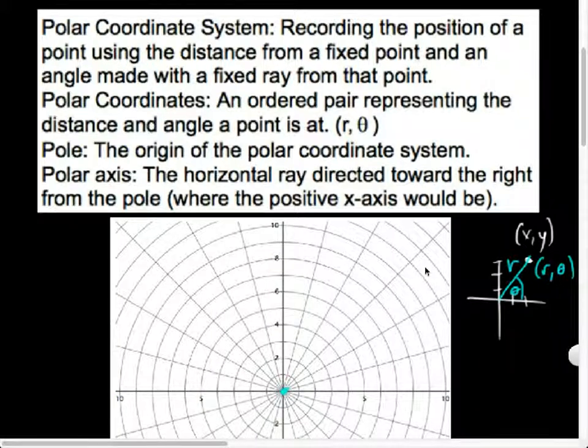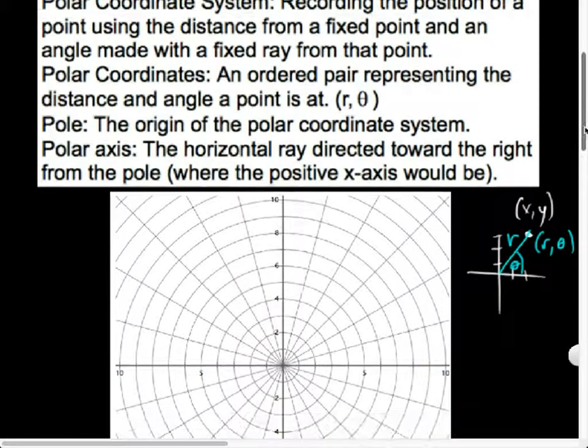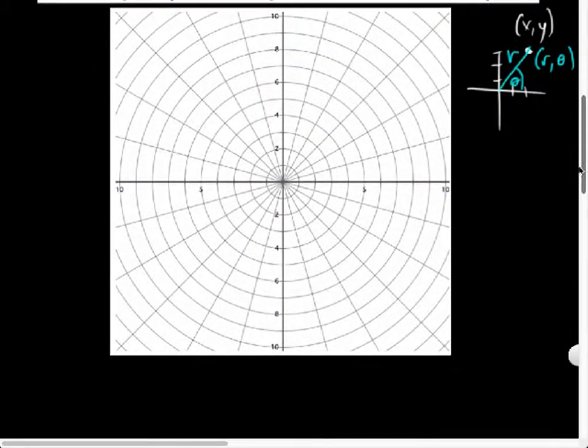So 0, 0, or actually 0, any theta, would land me right smack dab at the origin, called the pole. You could think about this: what if I was looking at planet Earth directly from above the North Pole, P-O-L-E, pole, right? All of the longitudes and latitudes would look something like this from a top-down perspective. And the polar axis is the horizontal ray directed to the right. It's essentially the positive x-axis. All right, so here's my polar axis, like so. That's kind of the idea.